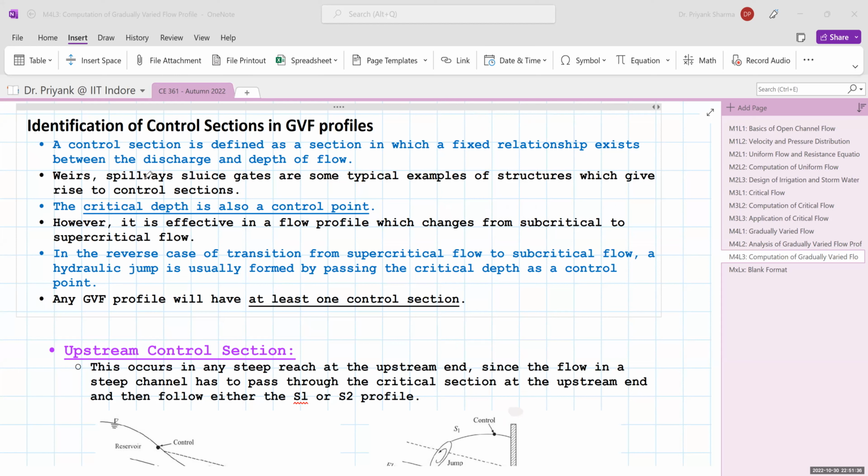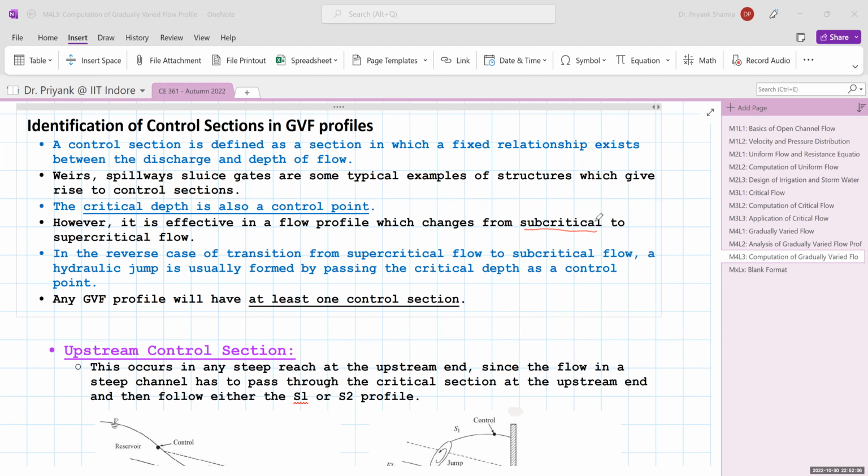Now, why does a definite relationship exist? Because the depth is critical depth. For a given specific energy, you have only one depth. So that is why a critical depth is also a control point. Anywhere in the channel, if you are able to achieve the critical depth, then it is also a control point. However, it is effective in flow profiles which change from subcritical to supercritical.